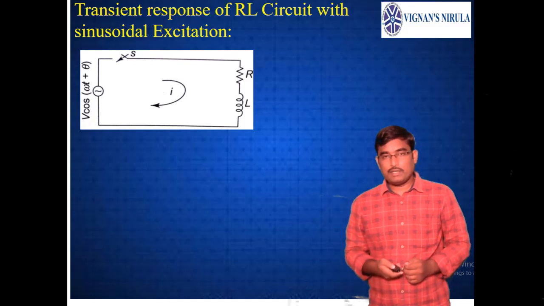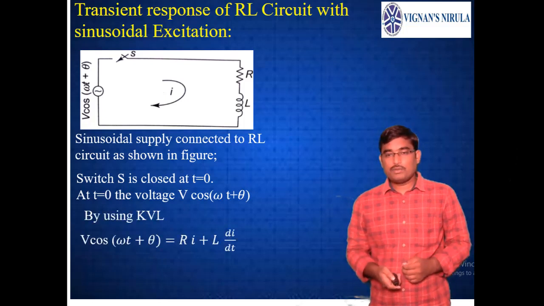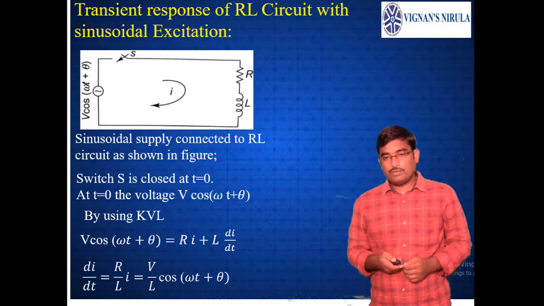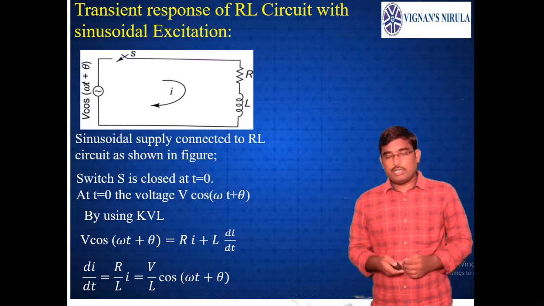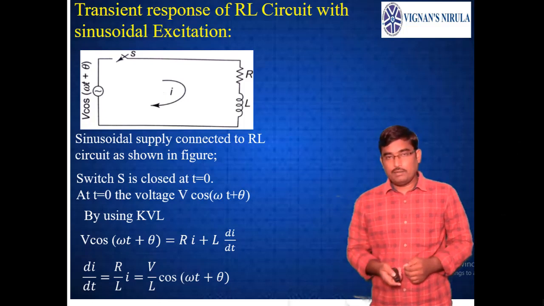Here that AC supply is taken as V cos(omega t plus theta). Now current i is the circuit current which is flowing through the circuit. Now let us take the switch is closed at time t equals 0. Then applying KVL gives V cos(omega t plus theta) equals R into i(t) plus L di by dt. Now further simplification of the above equation gives di by dt plus R by L into i equals V by L cos(omega t plus theta), means dividing both sides by L.